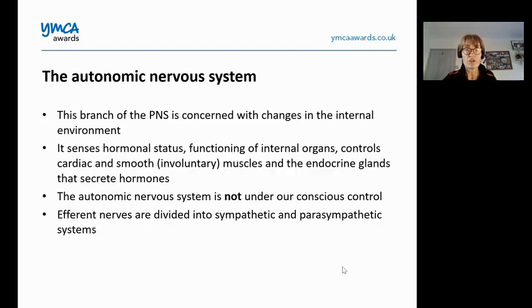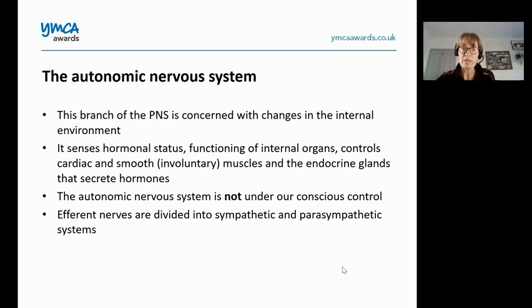The other one is our autonomic nervous system branch, and this part is concerned with changes that happen internally. So this is a lot more to do with hormonal status within our body, and how our organs, our heart, and the smooth muscles, those involuntary muscles that we have, behave. So this is linked to the endocrine system, which we'll be looking at in future sessions. The endocrine system is a slower messenger system that works using hormones rather than electrical messages.